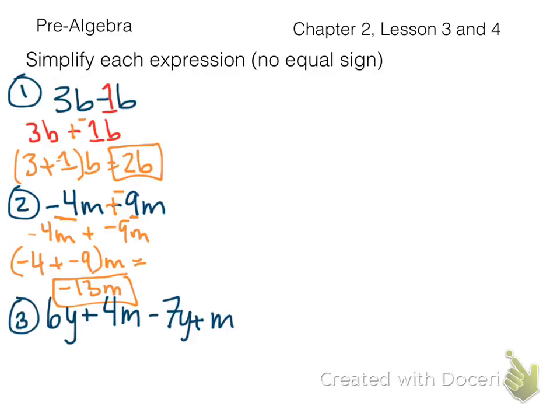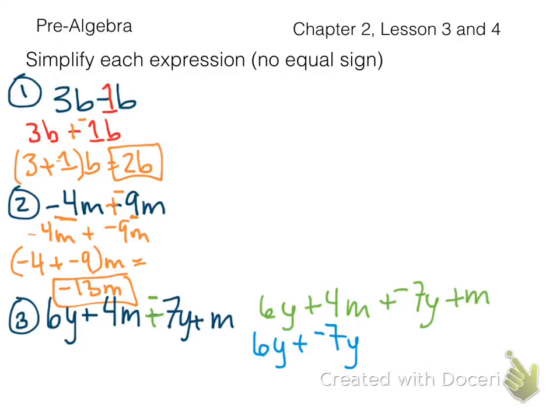All right, next problem is 6y plus 4m minus 7y plus m. I'm going to go ahead and add the opposite, and I'm going to get 6y plus 4m plus negative 7y plus m. And then I'm going to use the commutative property of addition, since everything's being added, and move things together that have the same variable. So there we go. So then these are going to get combined, and then I'm just going to add, you can use the extraction method of the distributive property, or you can just add the coefficients.